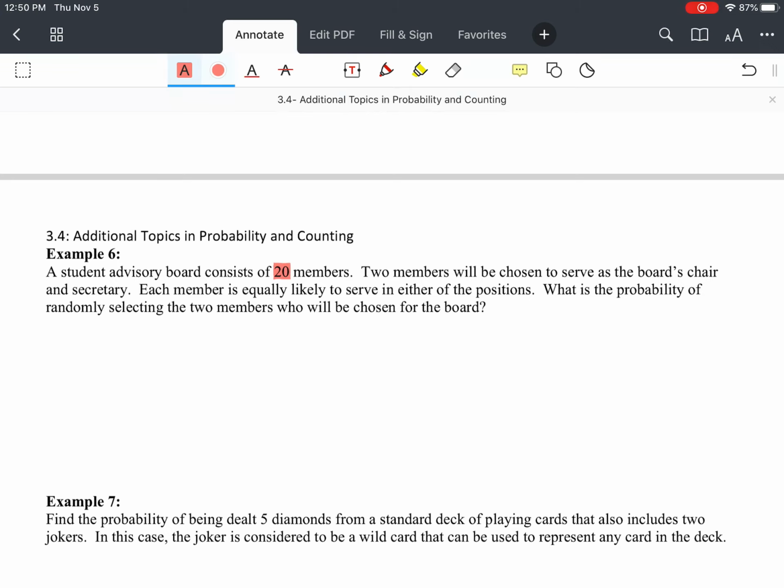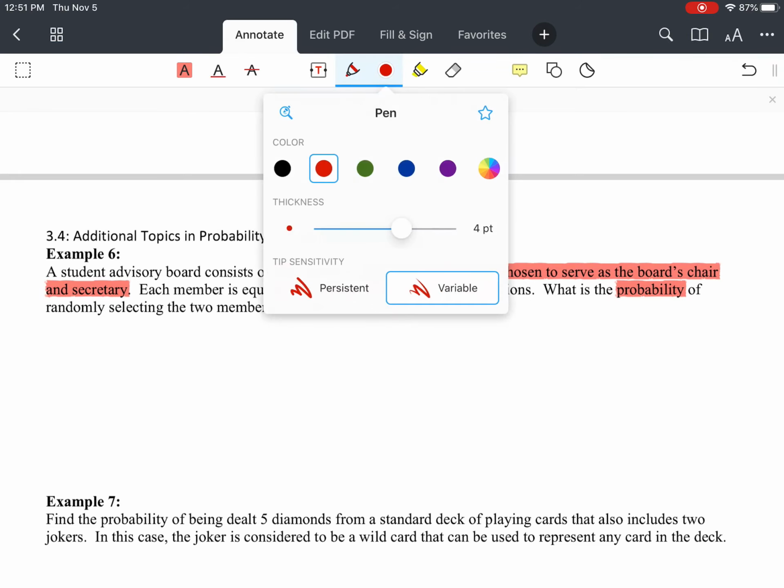So it says a student advisory board consists of 20 members. Okay, so we have 20 members. 2 members will be chosen to serve on the board's chair and secretary. Using this sentence, we can determine that order does matter in this case. Each member is equally likely to serve in each position. What is the probability? So now we're throwing in some probability here. What is the probability of randomly selecting the 2 members who will be chosen from the board?